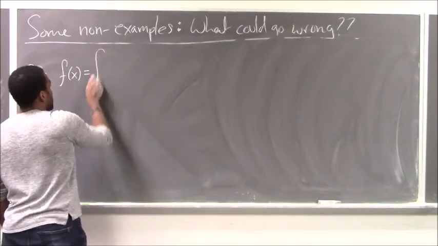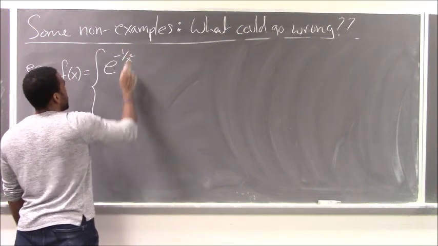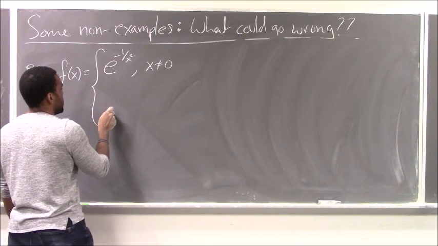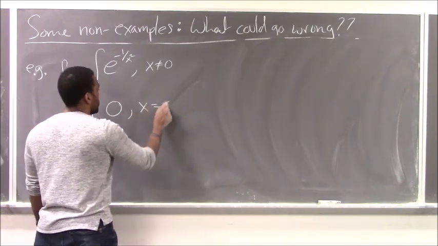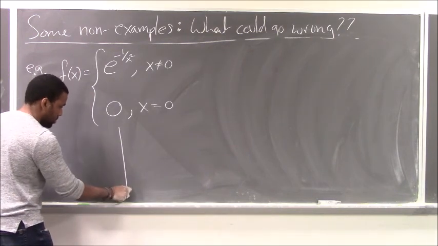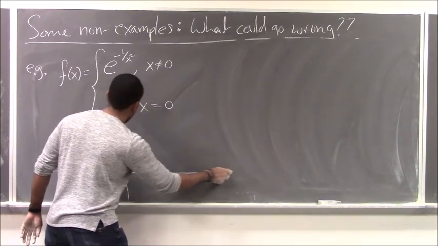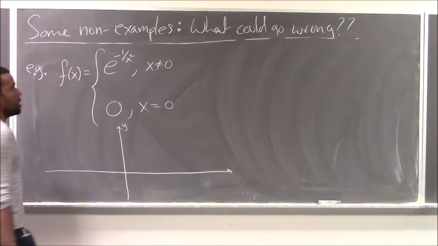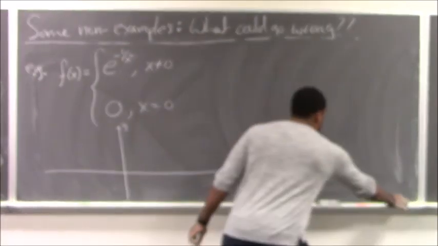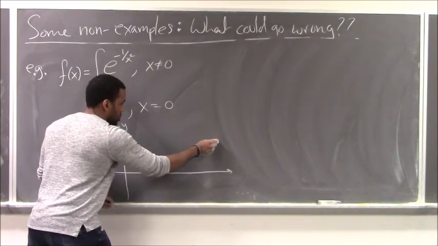A very famous example is the following. You look at the function e to the minus 1 over x squared, as long as your x is not 0, and you look at it as 0 if x equals 0. Now, here's what the graph of this function looks like. Looks like this.